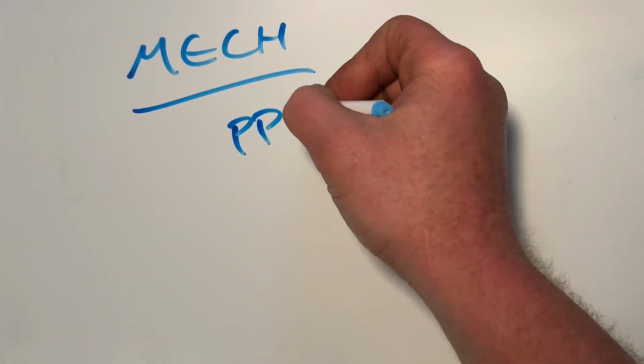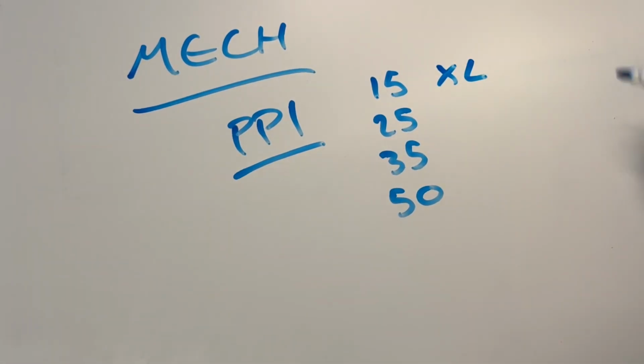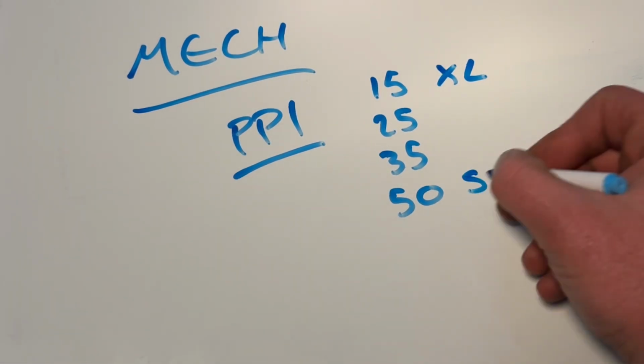These are meaningless. But the standard is PPI. No, they're not trying to get you to go to court and get some money back. This stands for pores per inch. So a square inch of surface area, how many holes or pores are in it? Typical range is 15 to 50, through 25 and 35. Now 15 is the extra large hole size, and 50 is super fine.